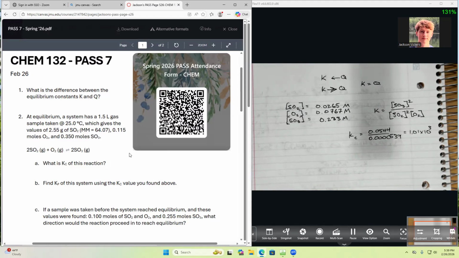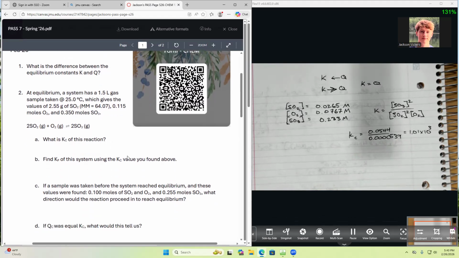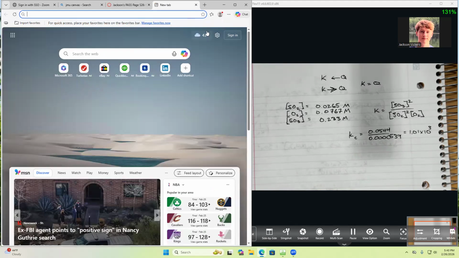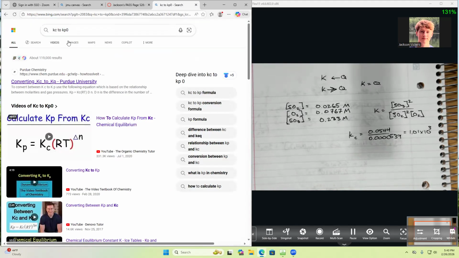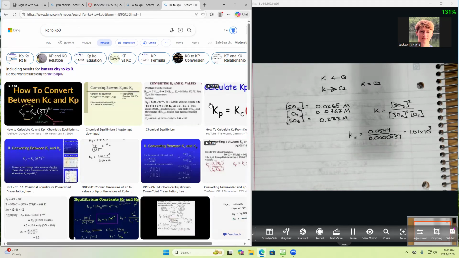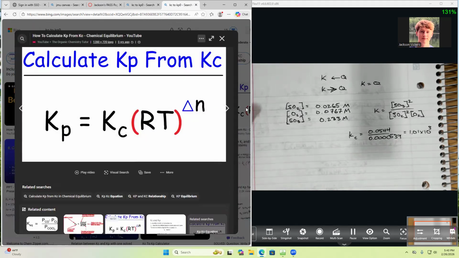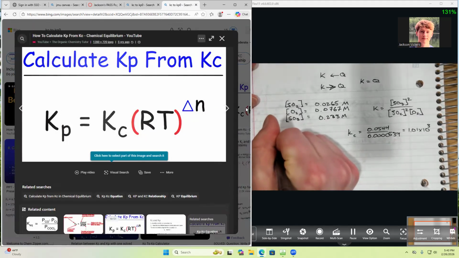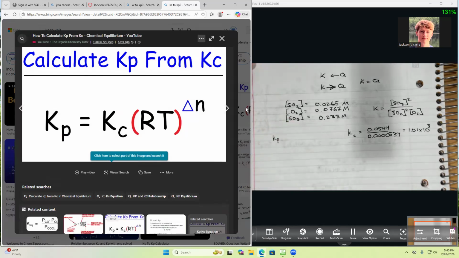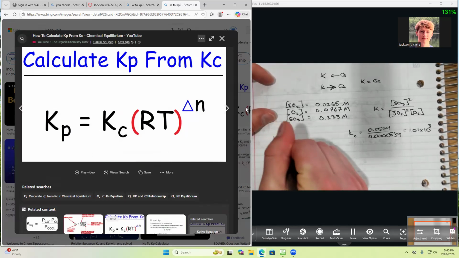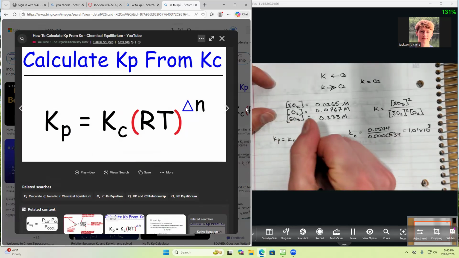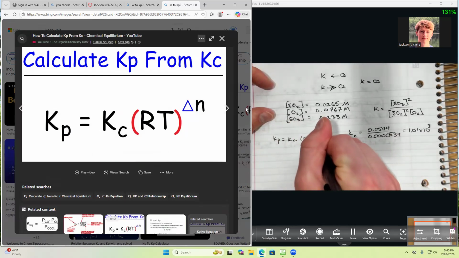Again, I think this is something you did maybe even last week, but there's a formula for going from KC to KP. I can pull it up real quick. This is one that I always forget for some reason. Here we go. I'll write it down here. KP, and again, KP is also an equilibrium constant, but we're talking about pressure, so that's going to be atmospheres most of the time. Whereas KC is concentration, and we have RT, raised to the power of delta N.